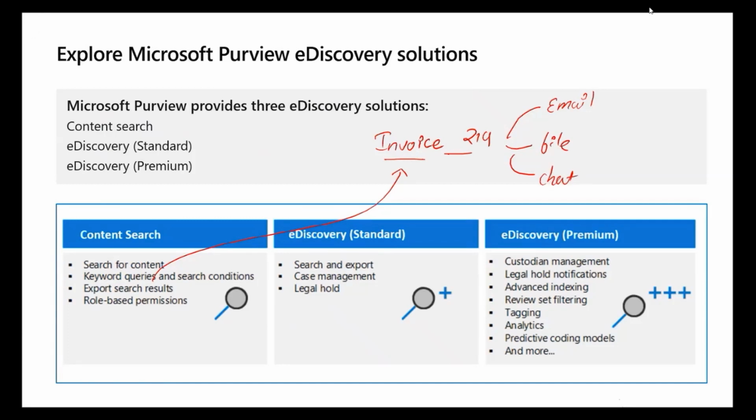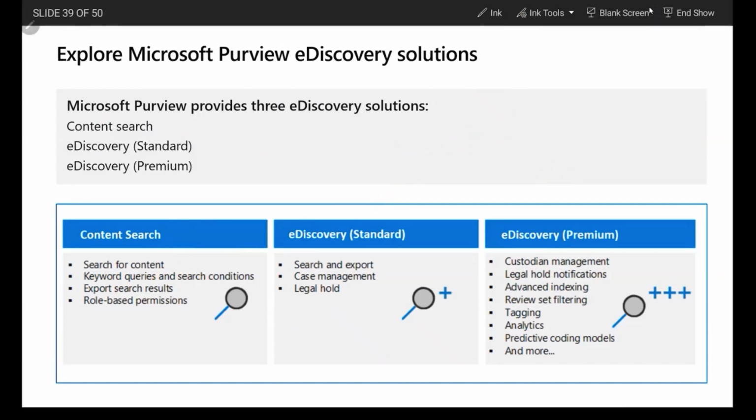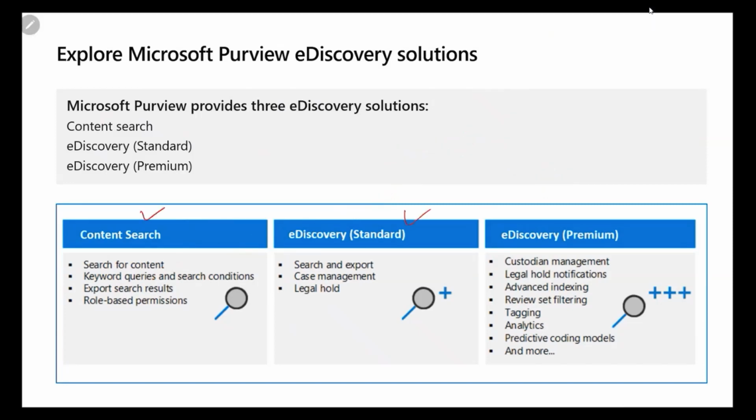So depending upon what your requirement is, you can use the content search option. You can use the e-discovery standard search or premium search if you want to work with some of the advanced features. There's also one more kind of e-discovery solution, which is referred to as a user data search, a very unique kind of search that you run to meet some of the GDPR requirements that your organization might be abiding by.